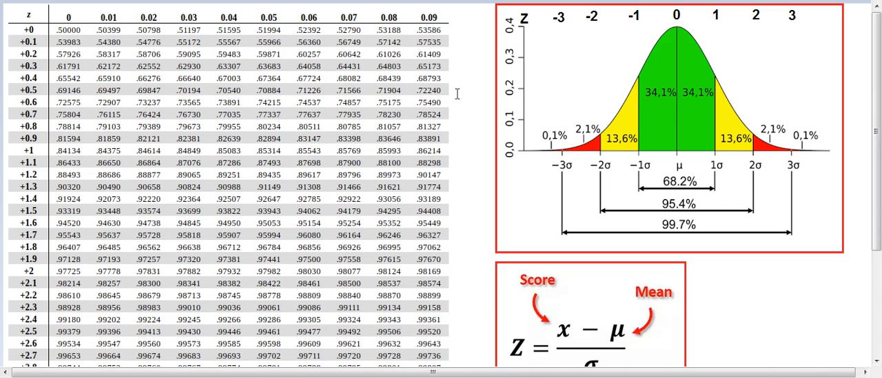Let's start with a little review about the standard normal curve, okay? Z-scores and things like this. Well, the normal distribution is a curve in which we can have some probabilities depending on how far a number is from its mean, okay, in a set of data.